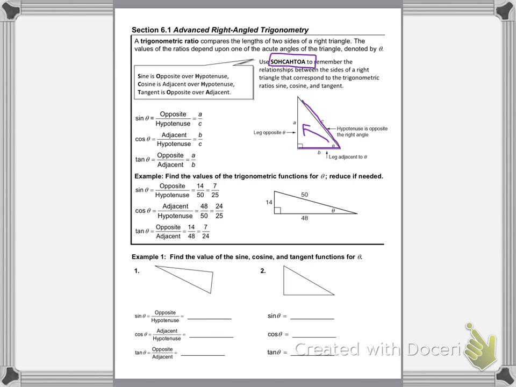So the first type of thing you're going to have to be doing in your homework is just actually writing the ratios. So a little example right here. Of course, in this triangle, we already have all three sides. Don't assume that that's going to be the case. You might have to find a missing side, which with a right triangle, we can use the Pythagorean theorem.